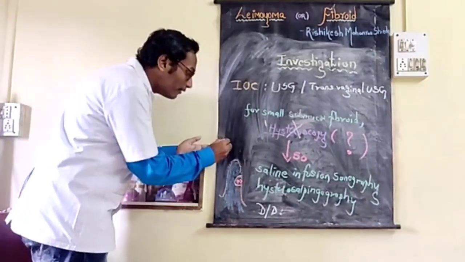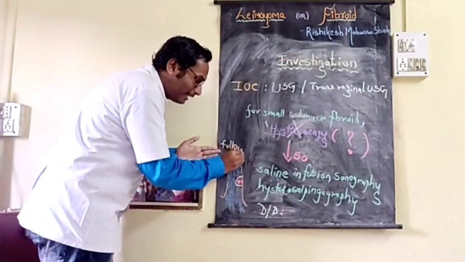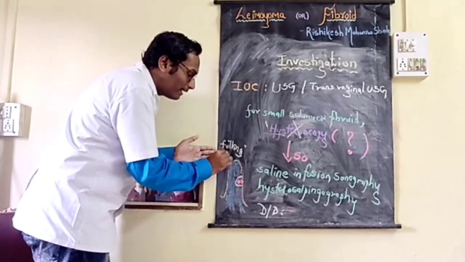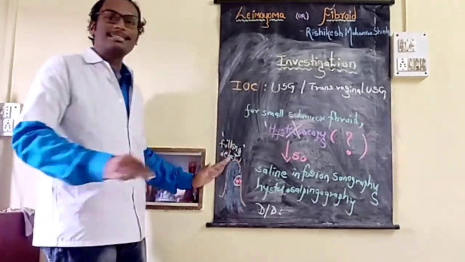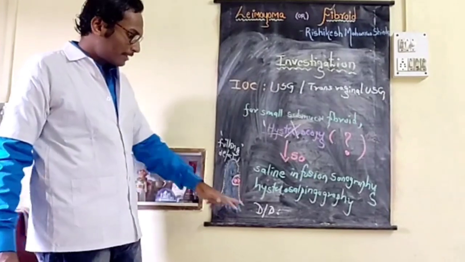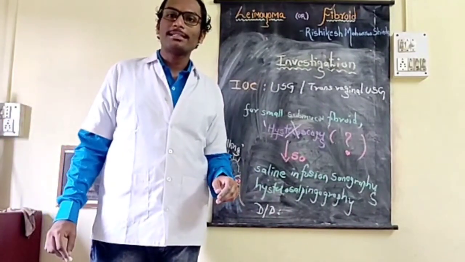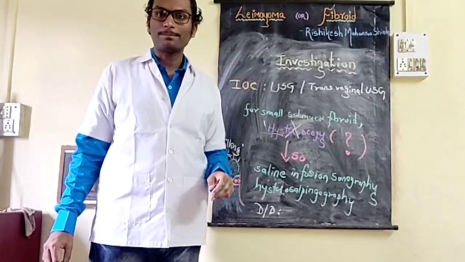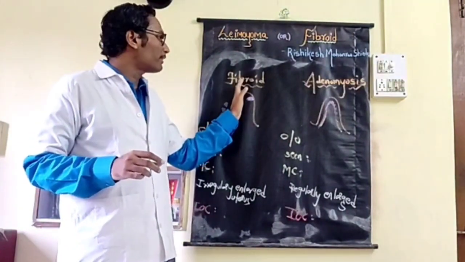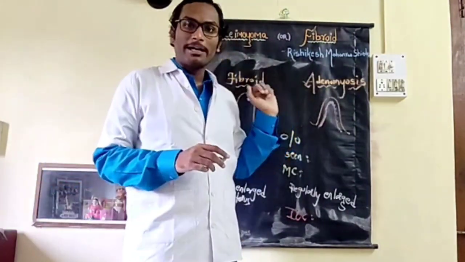So we are getting a filling defect in the uterus, suggesting it is a fibroid. And what is the differential diagnosis? It is adenomyosis. Now, talking about certain difference points between a fibroid and adenomyosis.